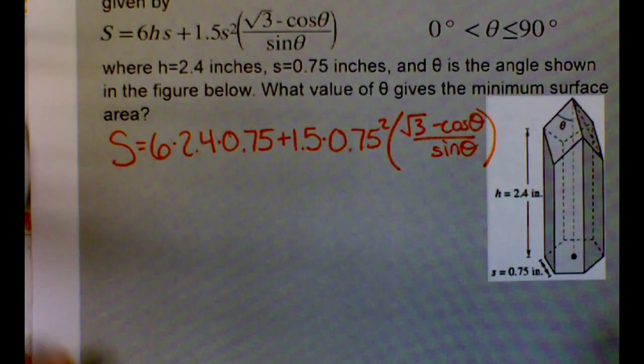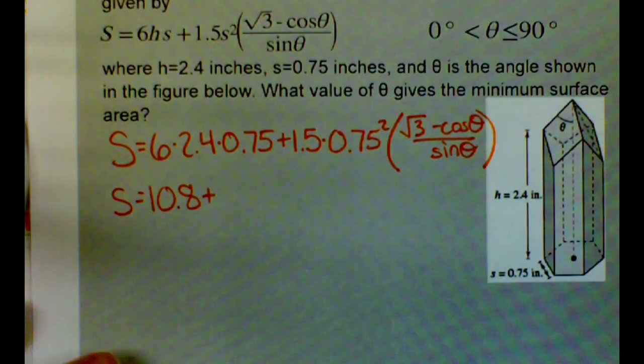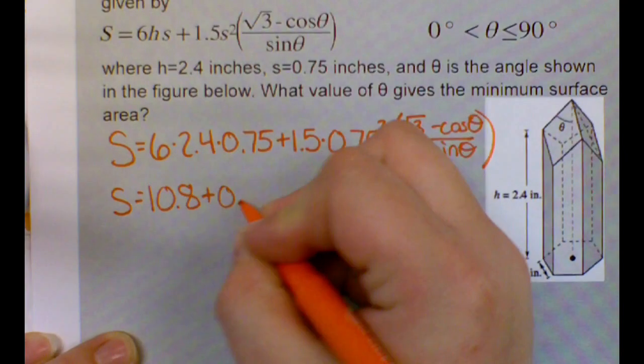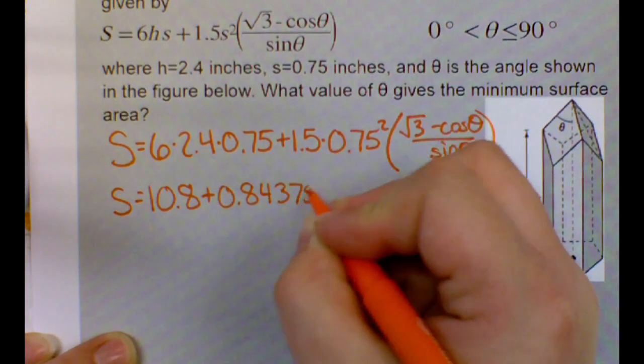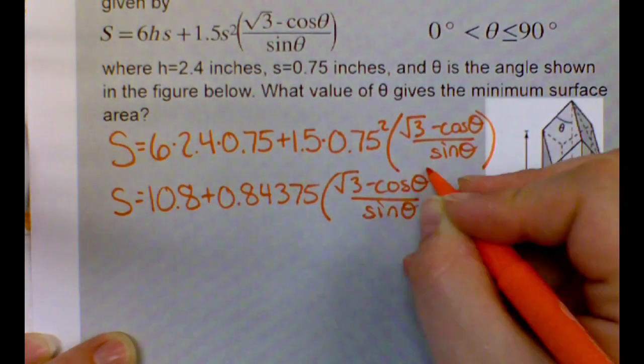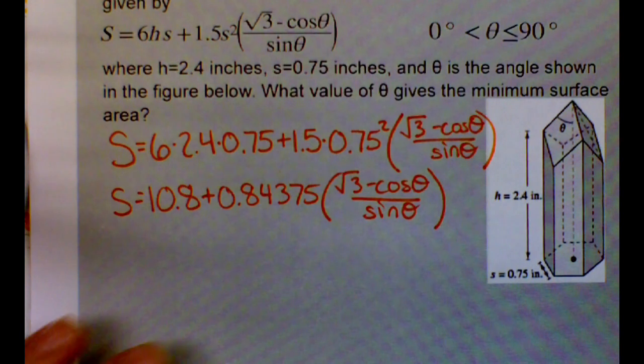All right, let's simplify that a little bit. 6 times 2.4 times 0.75, that's 10.8. 1.5 times 0.75 squared, 0.84375. Square root of 3 minus cosine over sine. All right, now I need to find the minimum. I don't really have a good way to mathematically find the minimum, but I can use my graphing calculator. Notice that it says the angle is between 0 and 90 degrees, so I need to switch my calculator to degrees.